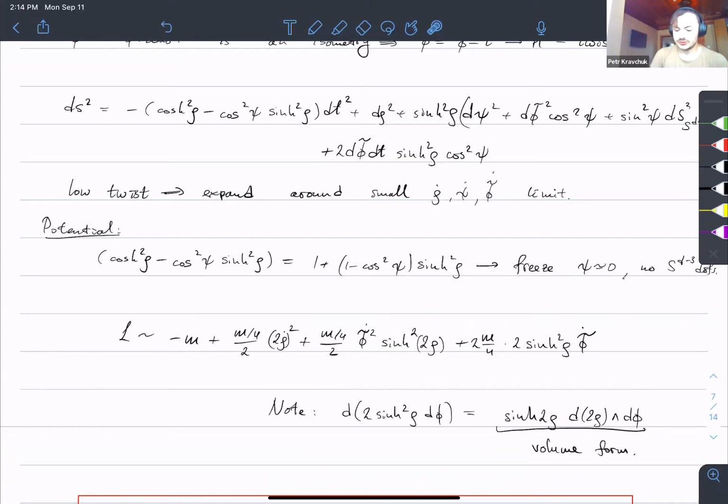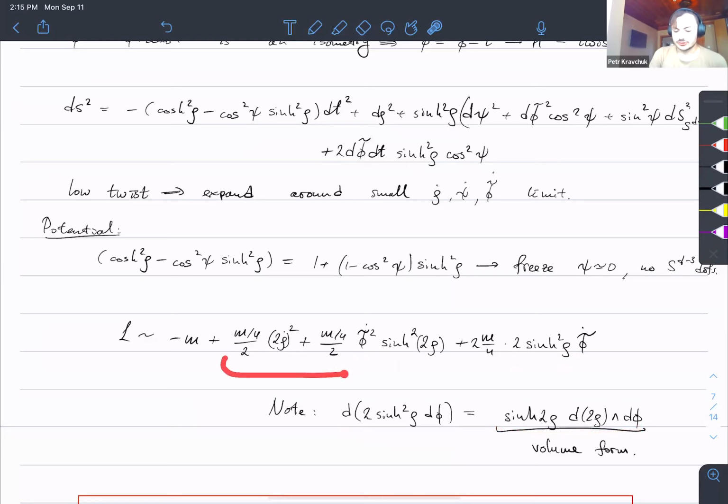And then one thing that you can notice is that you have this funny hyperbolic sine squared of rho here. If you treat this as a metric, so you have some new coordinate twice rho, coordinate phi tilde, and a non-trivial metric which multiplies phi tilde, then you can notice that if you treat this as a vector potential and compute the corresponding field strength, just taking the differential of this, you're getting just the volume form for this metric.